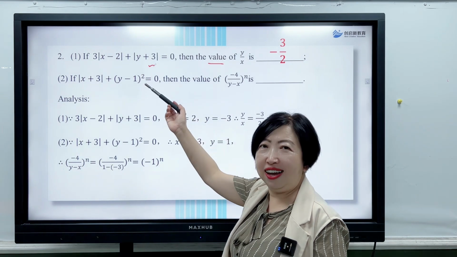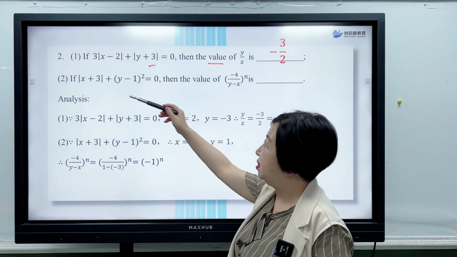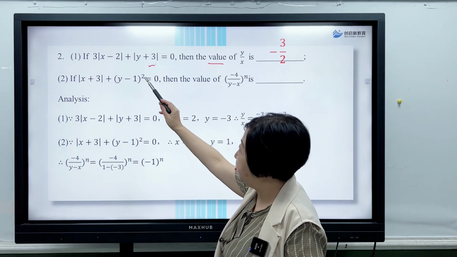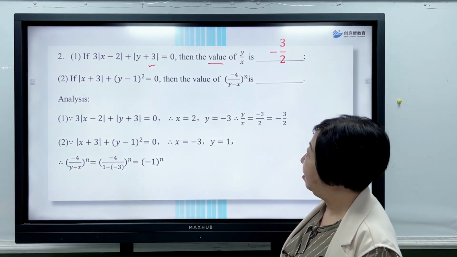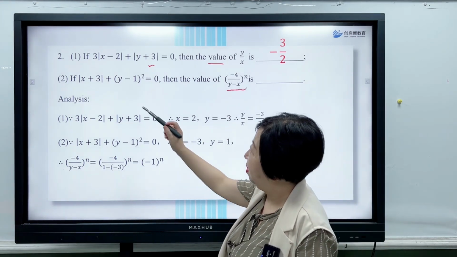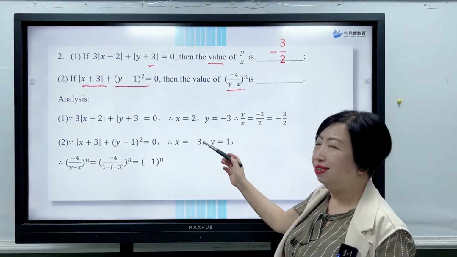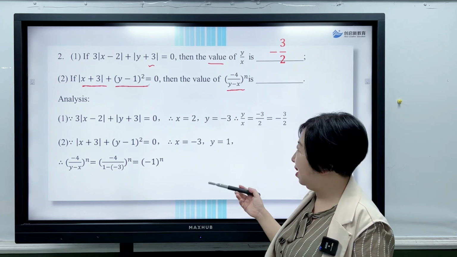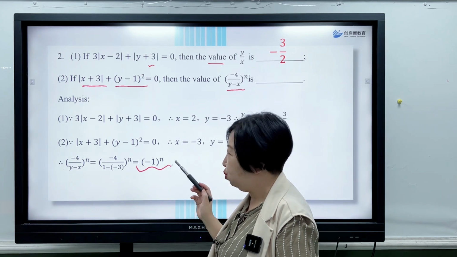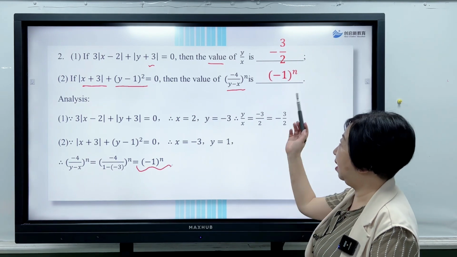Here is another example. If |x + 3| + (y - 1) squared equals 0, then the value of here is what? We know here must be 0. Here must be 0. So x equals negative 3 and y equals 1. So the result is negative 1 to the nth power. The result here.